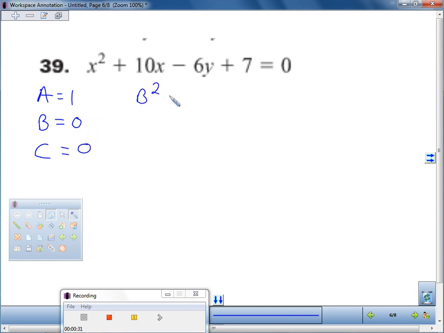So we have b squared minus 4ac. B squared is 0 minus 4 times 1 times 0. So we end up with 0. 0 is equal to 0. So 0, in this case, would mean that we have a parabola.